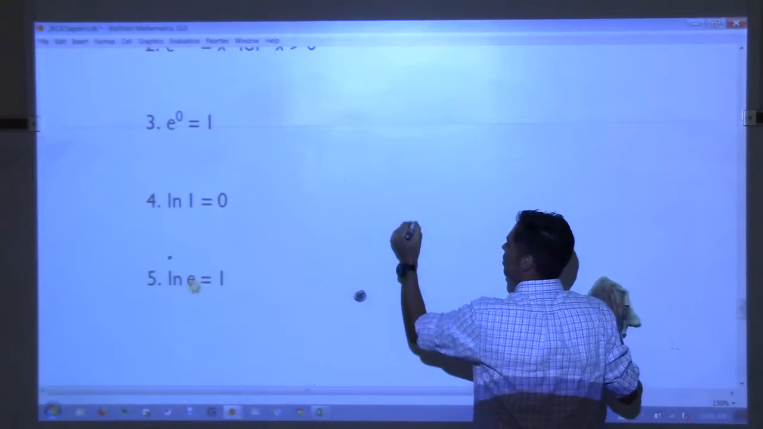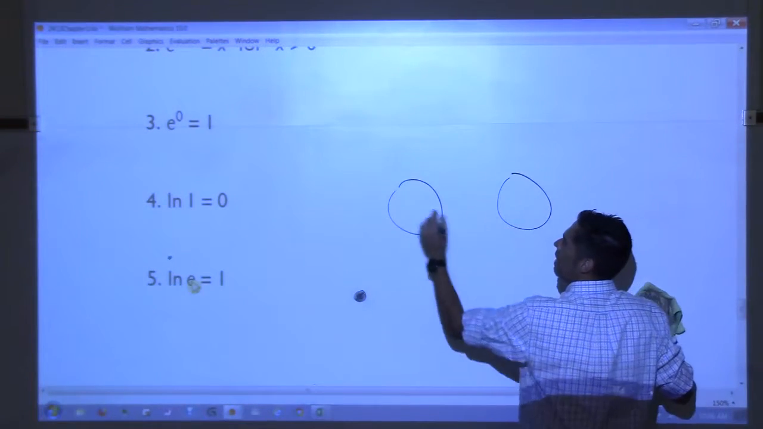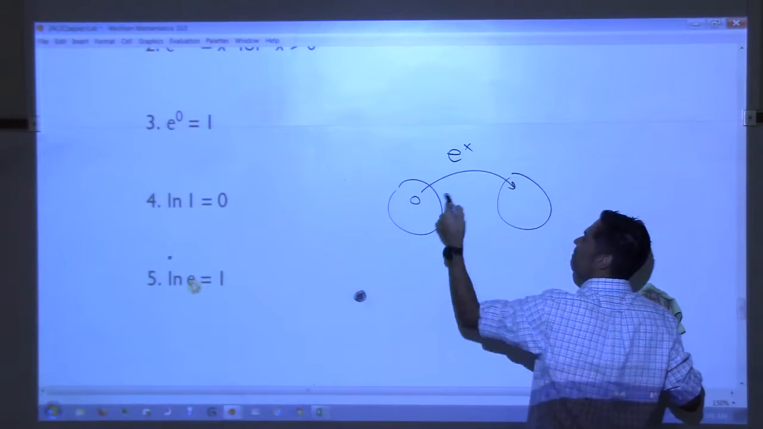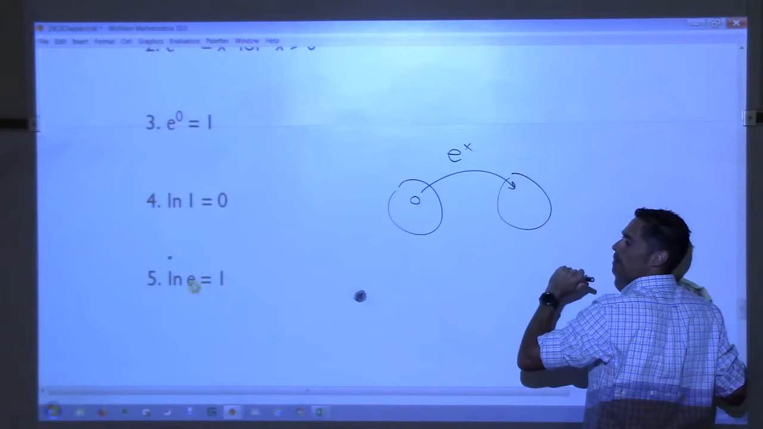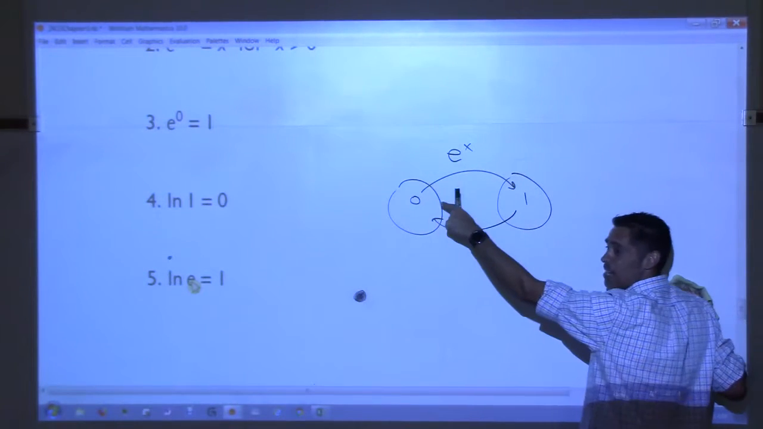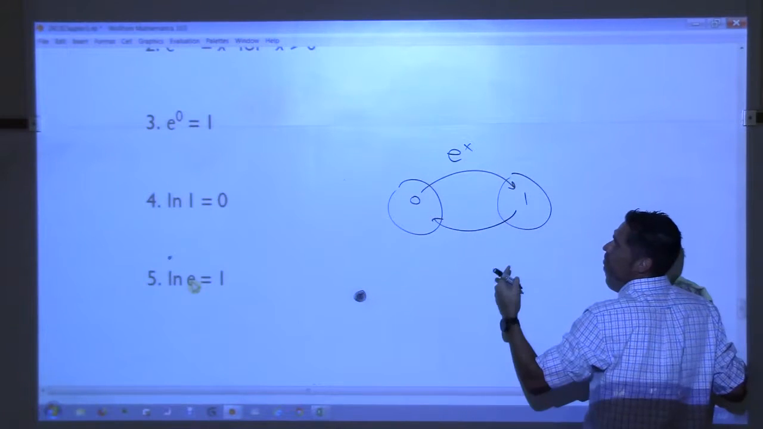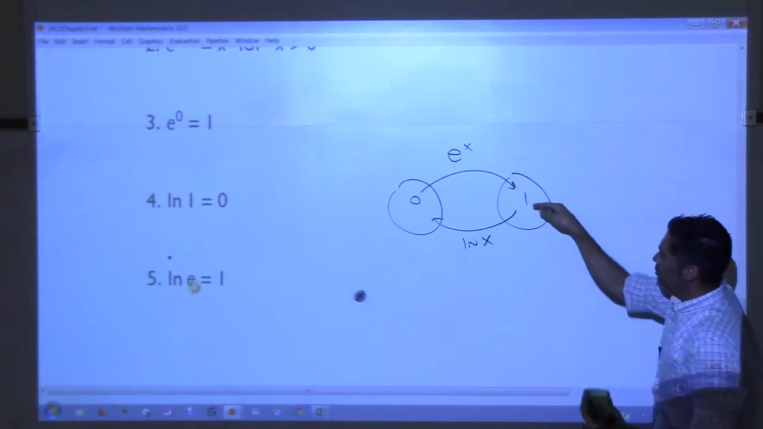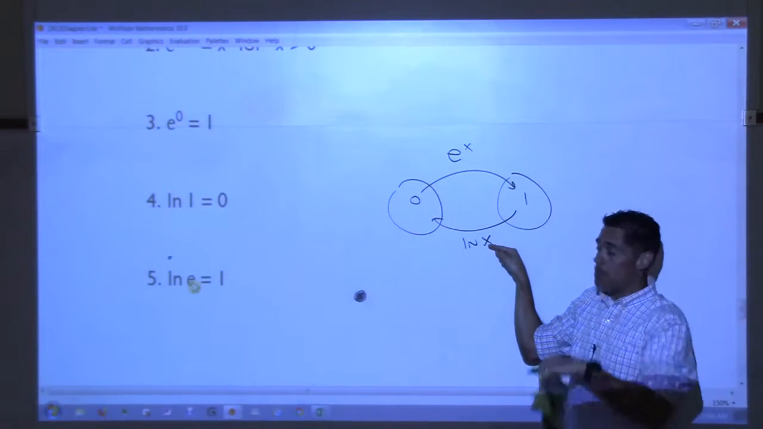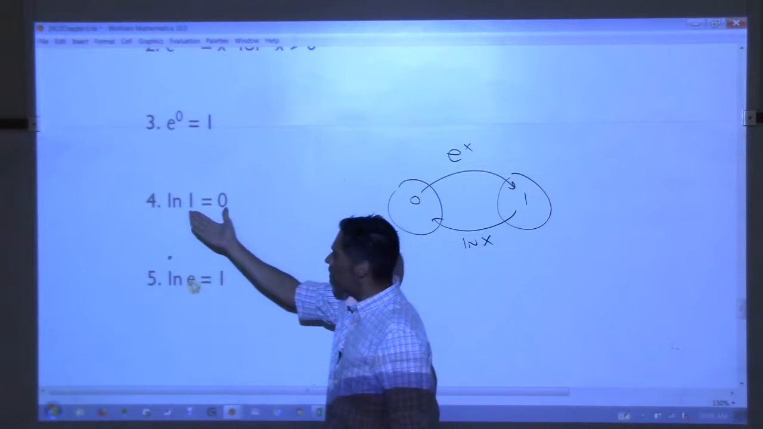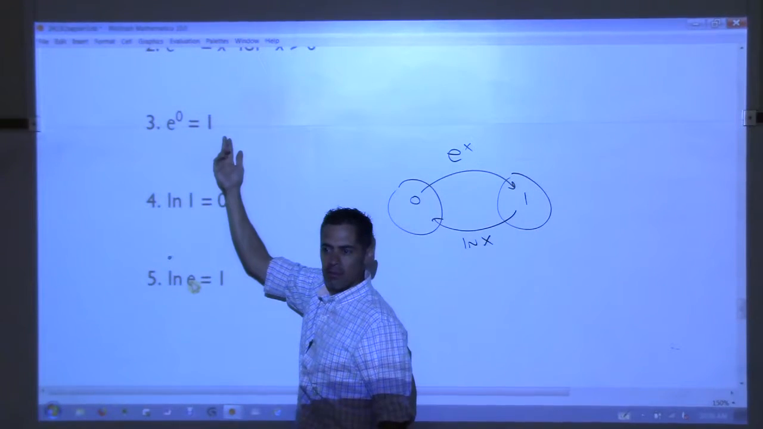Let's just do this picture real quick. If I take 0 and I send it through the e to the x function, e to the 0 is what? 1. So the inverse function has to take it back to 0. What is the inverse of the e function? Natural log. So when you plug 1 into natural log, where must it go? Back to 0. So natural log of 1 is 0 simply because e to the 0 is 1.